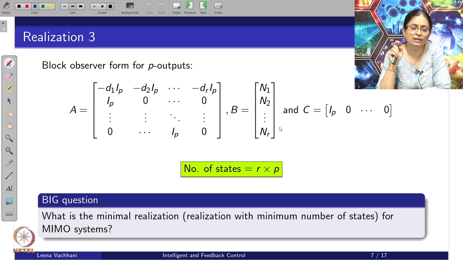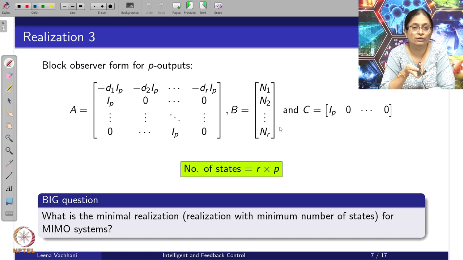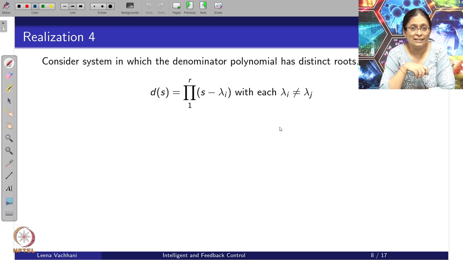Just to understand, minimal system representation is also not unique, but the number of states in the minimal realization is going to be minimum, is what we are looking for. Okay. Now, let us consider another case, when we have the denominator polynomial which has distinct roots.